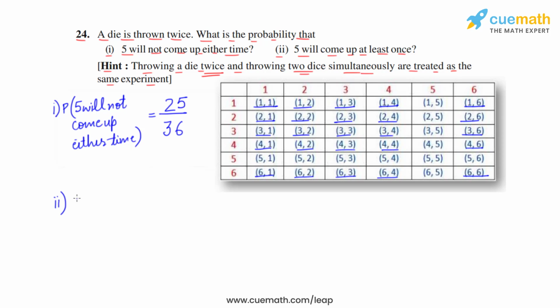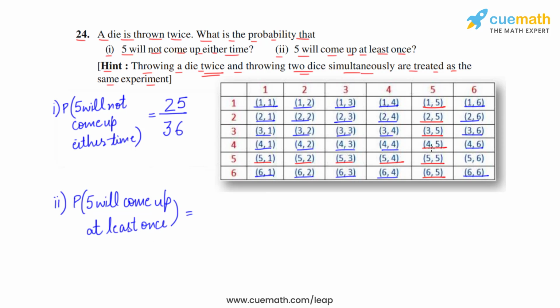Second one, probability that 5 will come up at least once. At least once means at least once, it can be twice also. So those outcomes are (1,5), (2,5), (3,5), (4,5), (5,5), (6,5), (5,1), (5,2), (5,3) and (5,4).